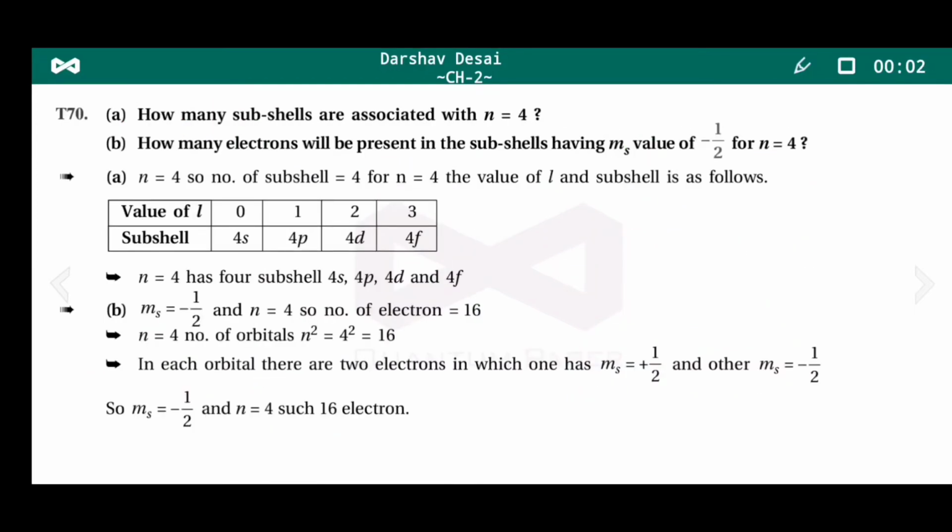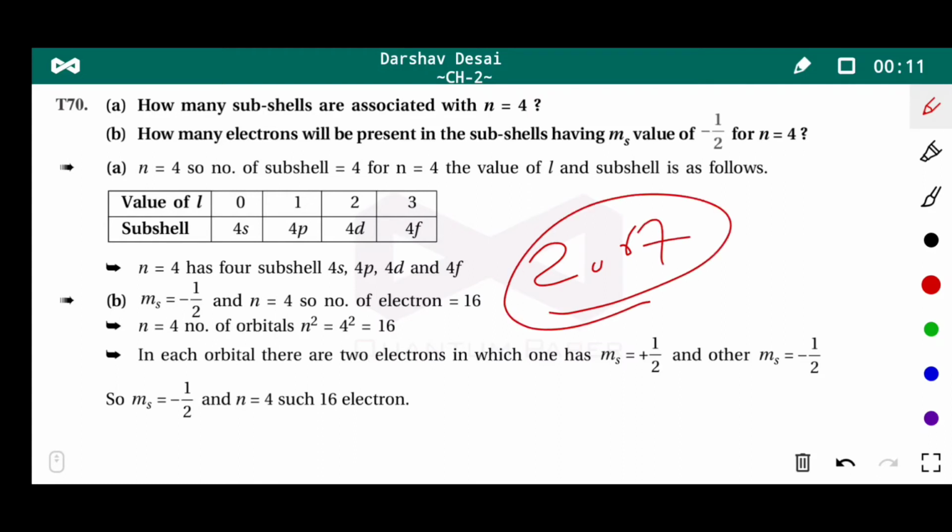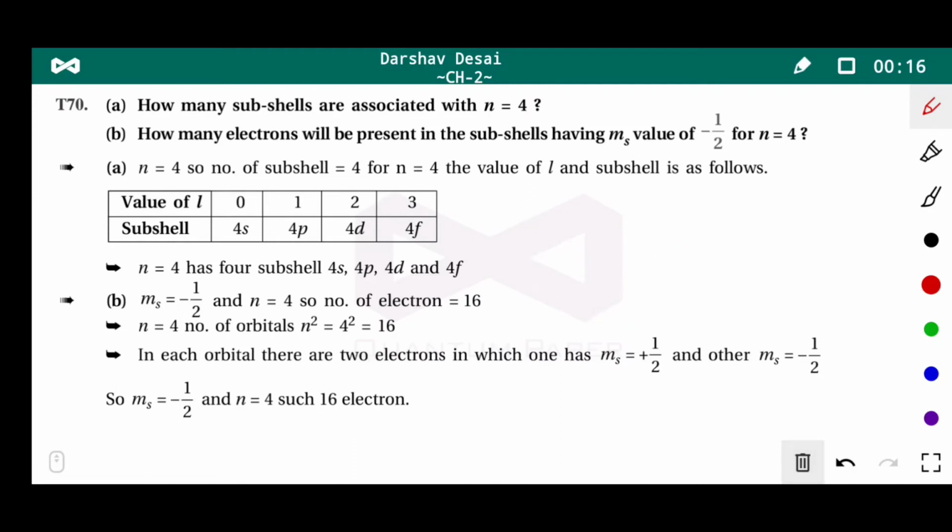now we discuss exercise 2.67, textual exercise 2.67. It is very important for 1 or 2 marks questions. So how many subshells are associated with n is equal to 4? We all know that l is equal to n minus 1. So 4 minus 1, here answer is 3.